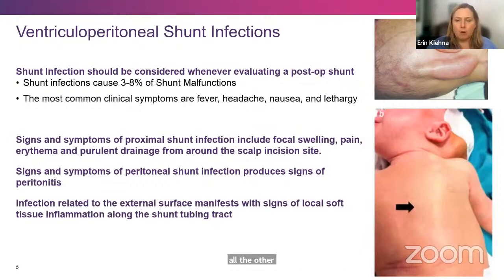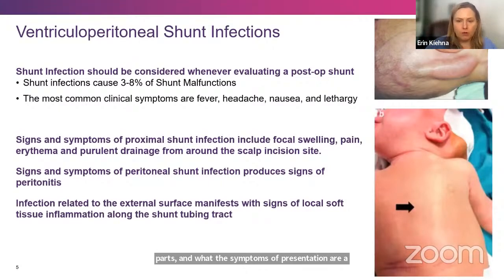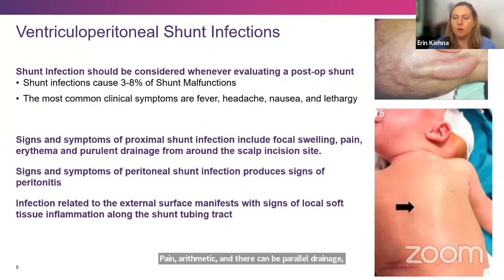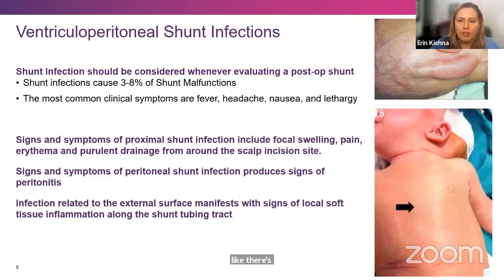When we look at the different parts and what the symptoms of presentation are, a proximal shunt infection will have focal swelling, usually right underneath your curved incision line, pain, erythema, and there can be purulent drainage, but quite frankly, we're all pretty good at closing the wound. So often it's loculated underneath it. And so at discharge, I always tell my patients, if you ever feel like there's like a sausage building up under the skin anywhere along the shunt tract, that's a reason to come in.